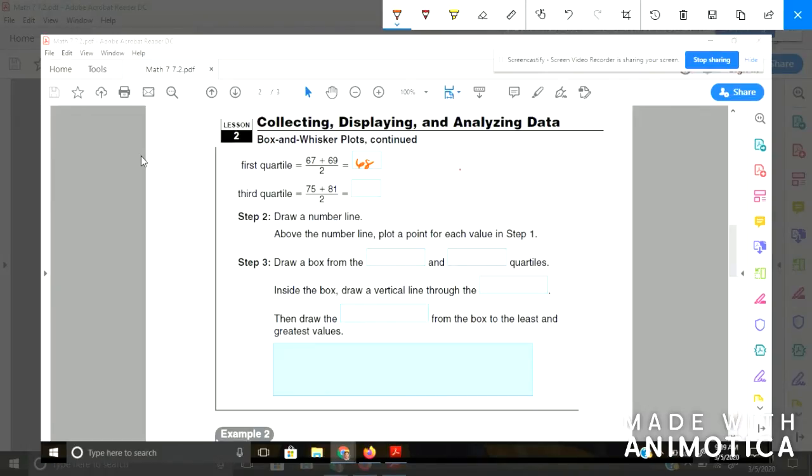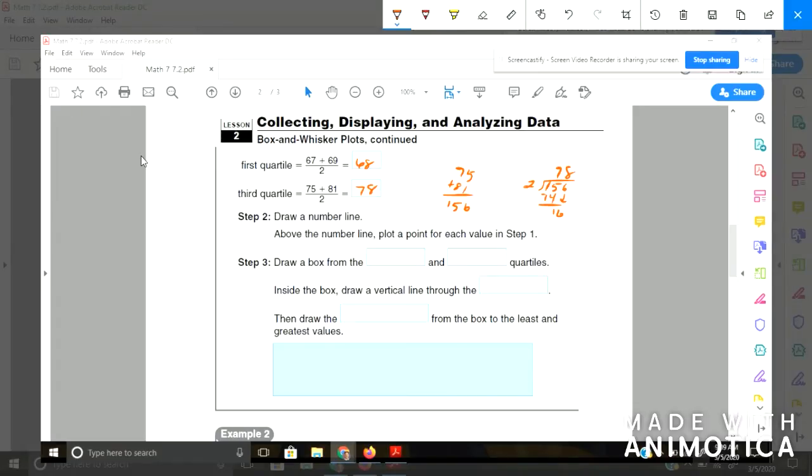So let's add them. 75 plus 81, 6 and 15 gives us 156. And then we need to divide that by 2. So 2 goes into 15 7 times, which is 14. Subtract, I'd get 1 and bring down my 6. And 2 goes into 16 8 times. So in between 75 and 81 would be 78.